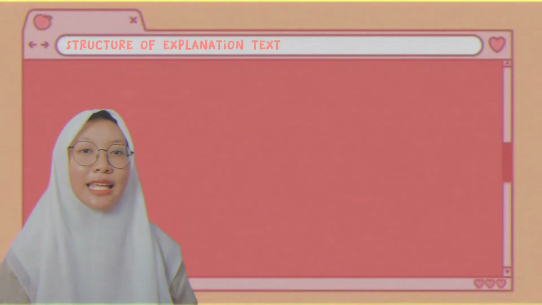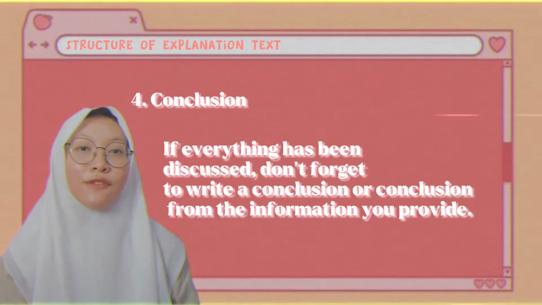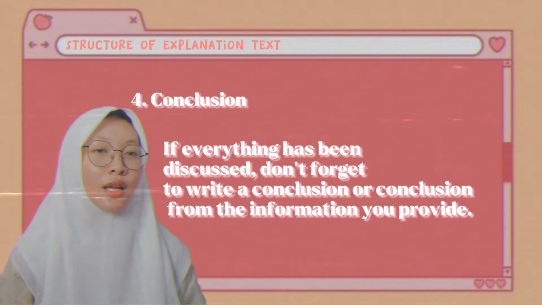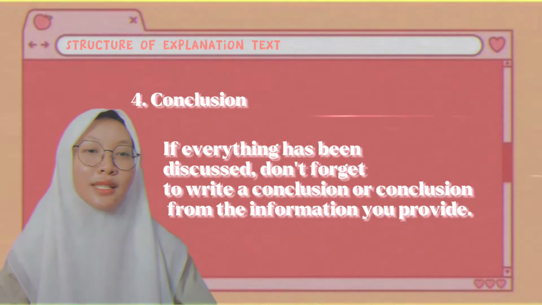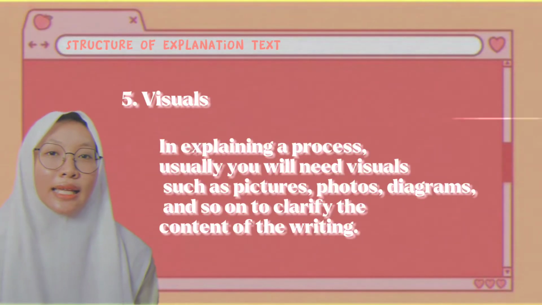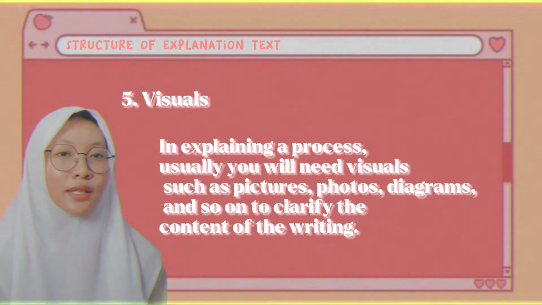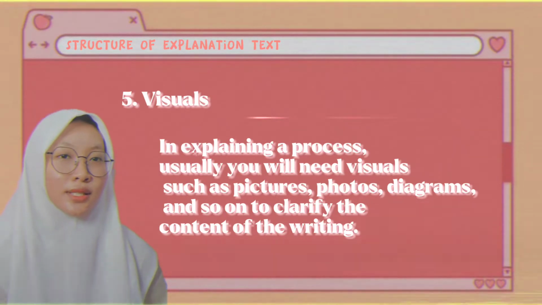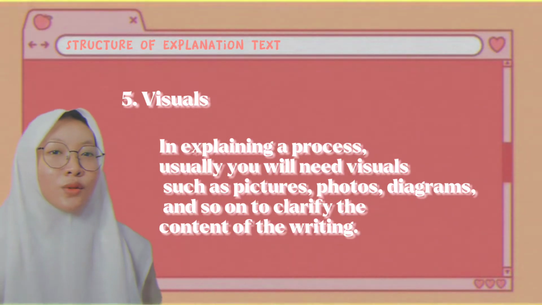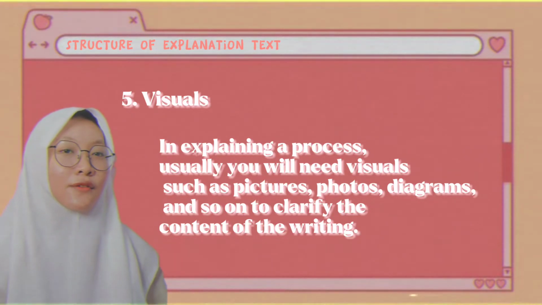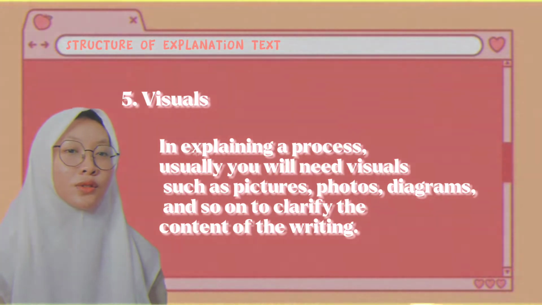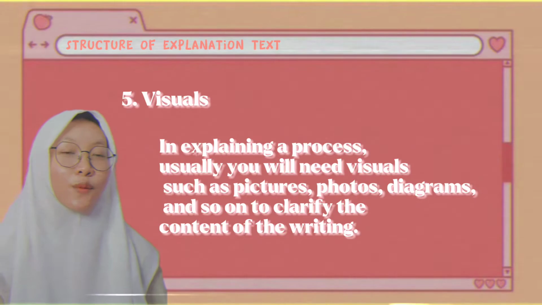Number 4 is conclusion. If everything has been discussed, don't forget to write a conclusion from the information you provide. And the last is visual. In explaining a process, usually you will need visuals such as pictures, photos, diagrams, and so on to clarify the content of writing. You can also insert videos to make your writing more informative.